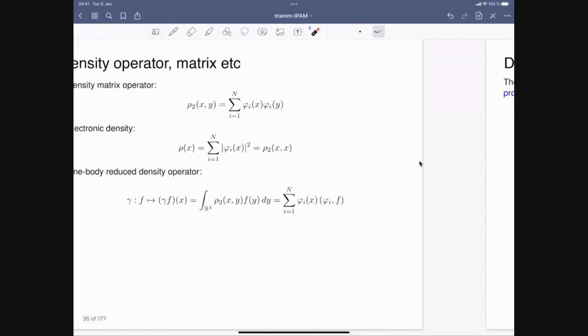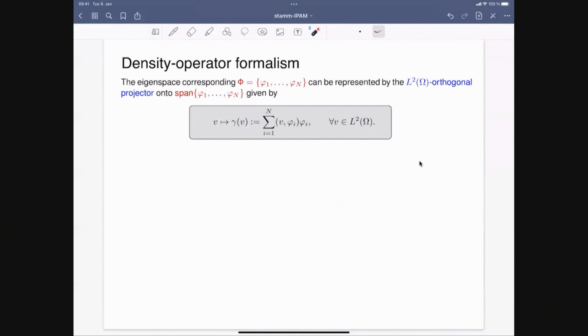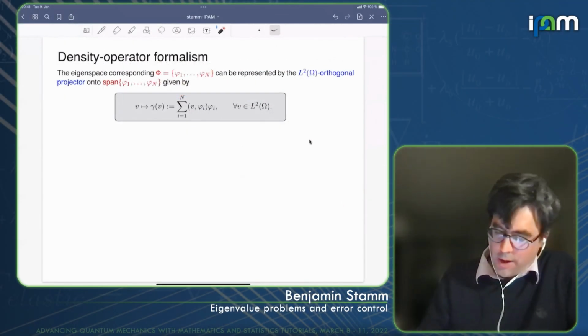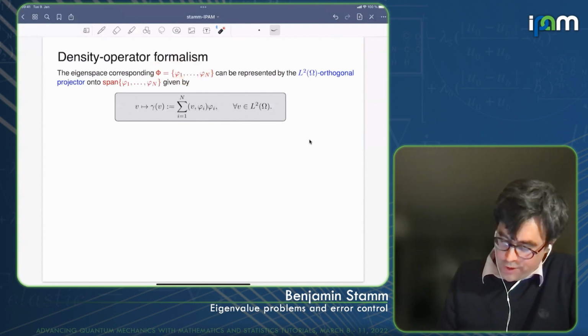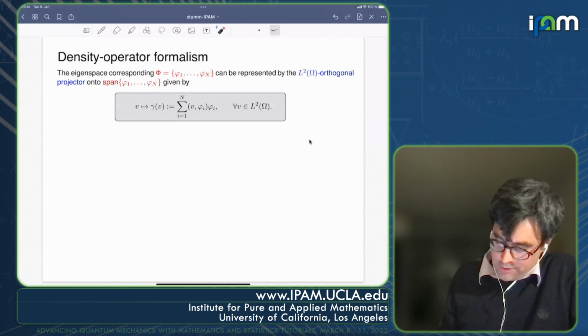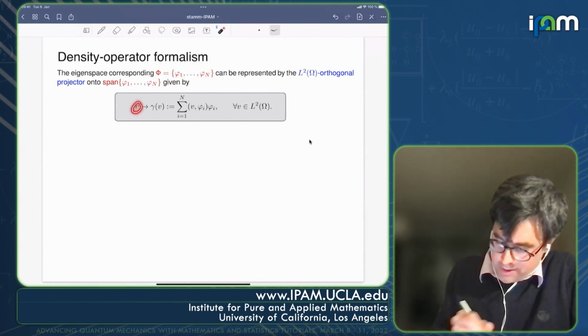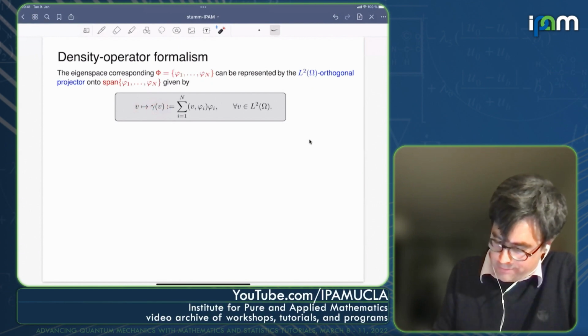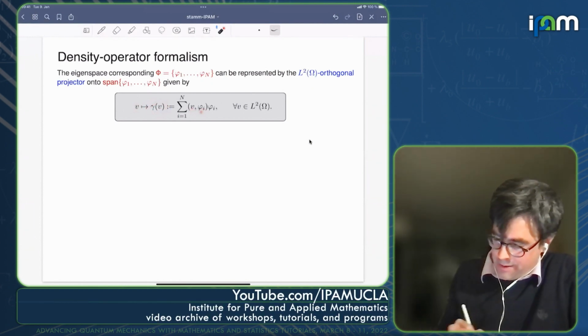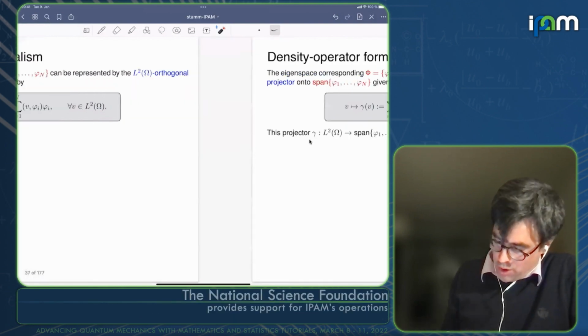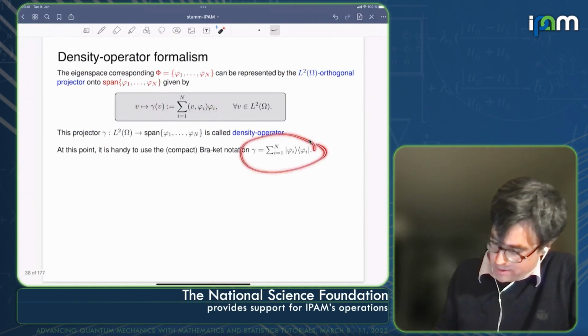All right. Looking at the time, I skipped this. So let me come to the density operator. As I said, we are looking for n orbitals or eigenfunctions, and I also argued that it's important to look at the space they span, and not necessarily at individual eigenfunctions. This can be represented by the density operator, which takes a V, and gamma of V is given as the scalar products between V and the functions times the functions, or more compactly written in the bracket notation in this form.